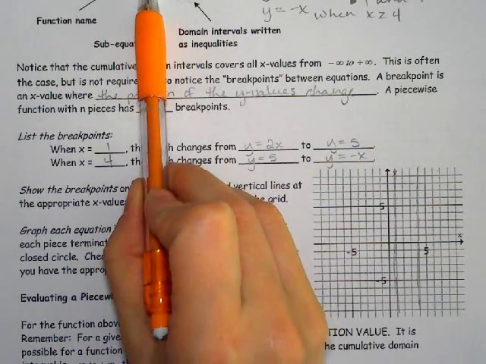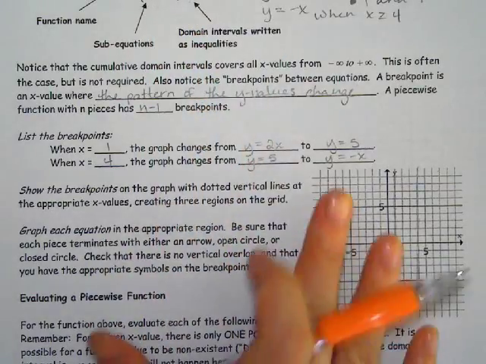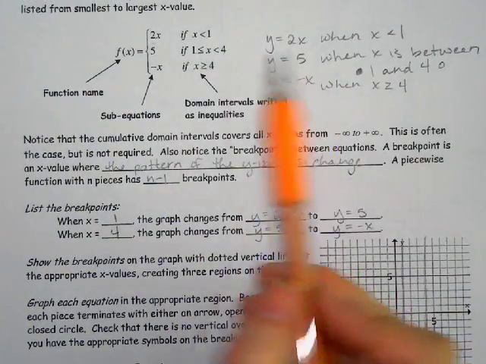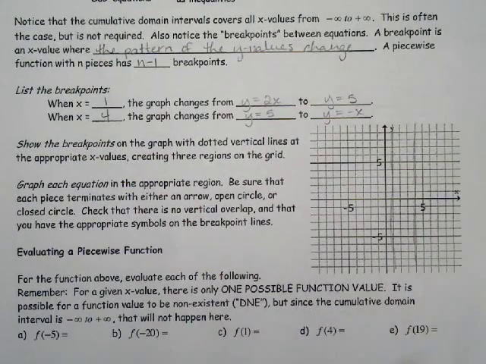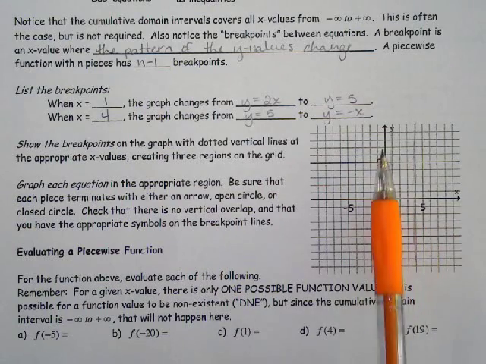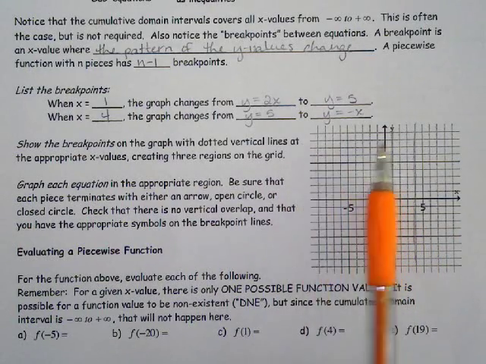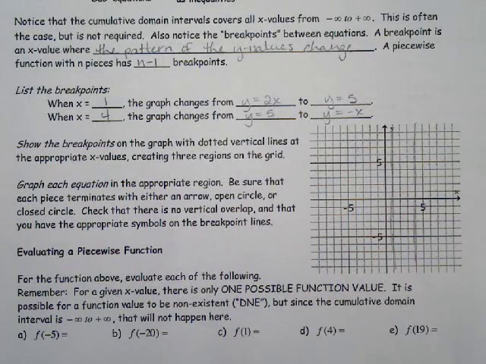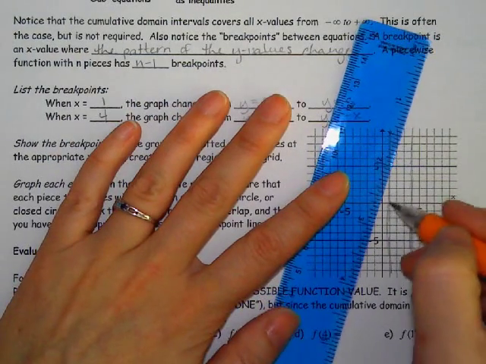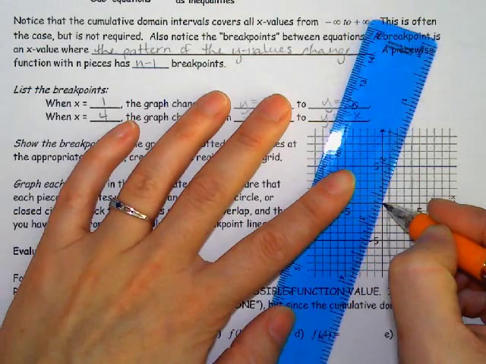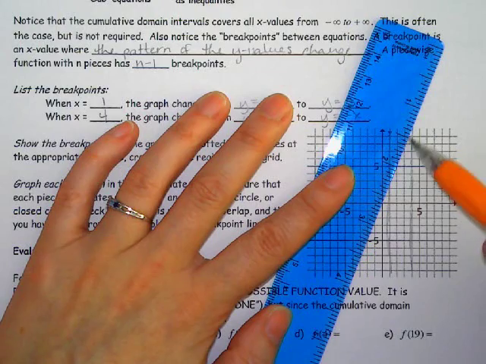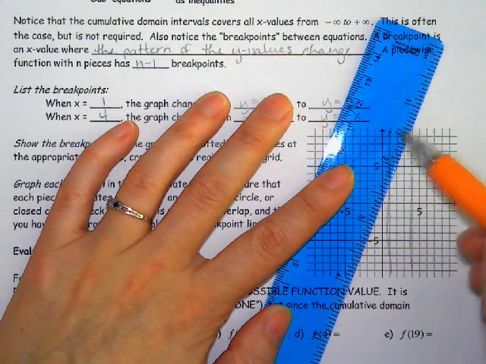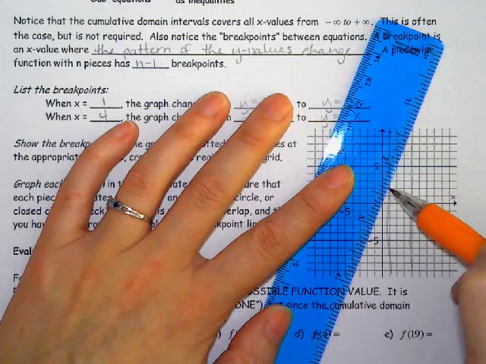My first piece is y equals 2x when x is less than 1. So on this side of my first breakpoint is where I'm going to have that. The graph y equals 2x has a y-intercept of 0 and a slope of 2. So if I were to draw this whole thing, I would just draw it straight down, but I'm going to start here where x equals 1.